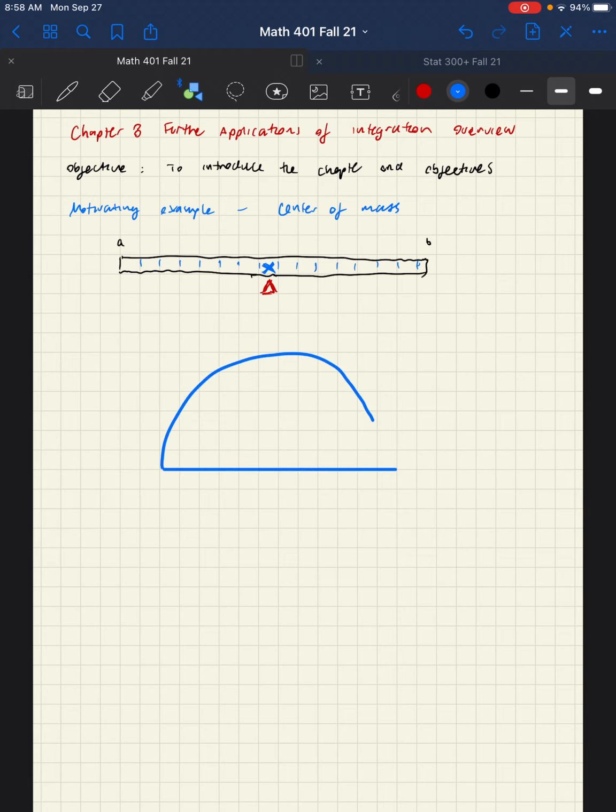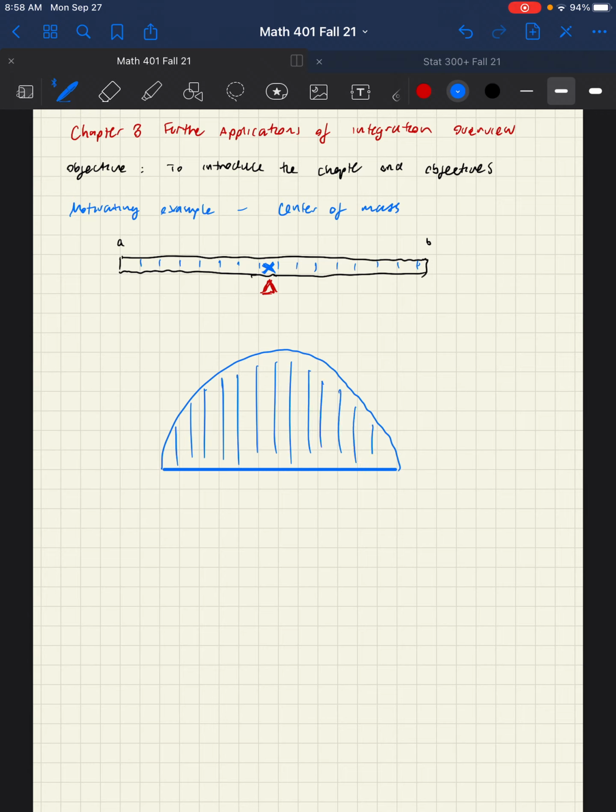But what if we had something more complicated? What if we had something like, for instance, a semicircle, well, that's not a semicircle. Whoops. Let me just go ahead and free draw this. Pretend that's a semicircle, sorry. If we had the semicircle, and if it happens to be uniformly distributed, so it's the same density throughout, where would the center of mass be?